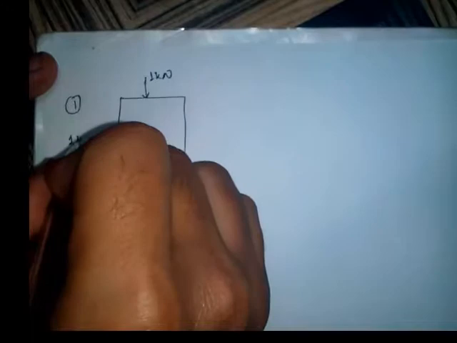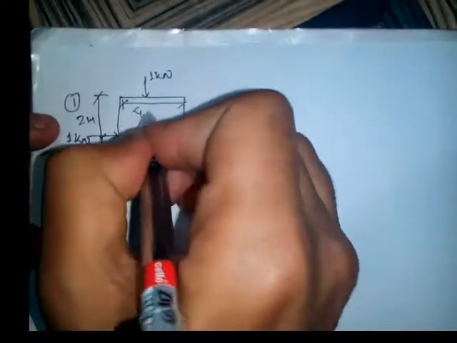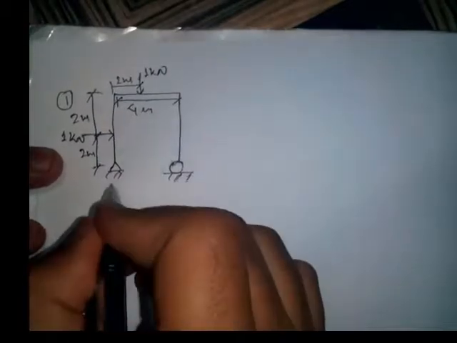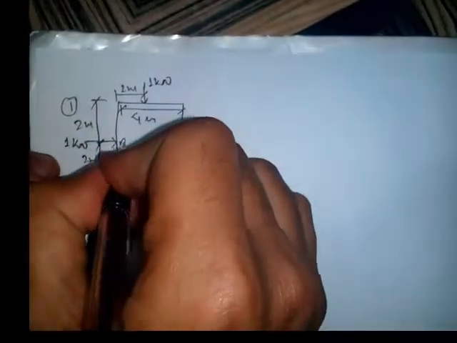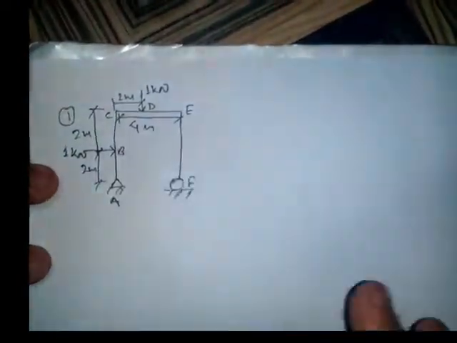So let us suppose a point load, let's say 1 kilonewton, and a lateral load as well, 1 kilonewton. Let's have some dimensions: 2 meter, 2 meter, as a whole 4 meter, and 2 meter. Let's say this point is A, this point B, C, D, E, and F, as here is no load.